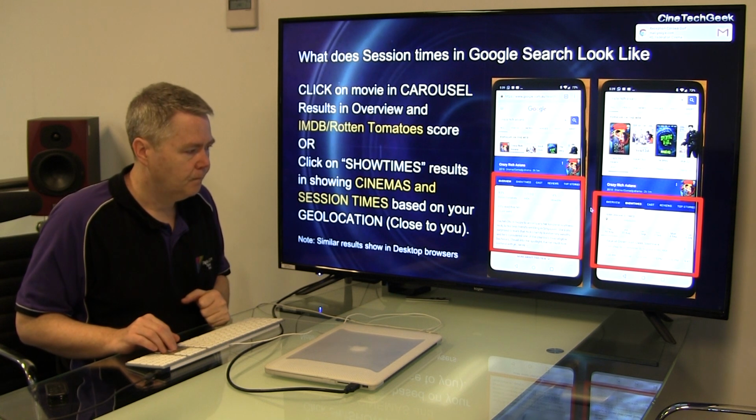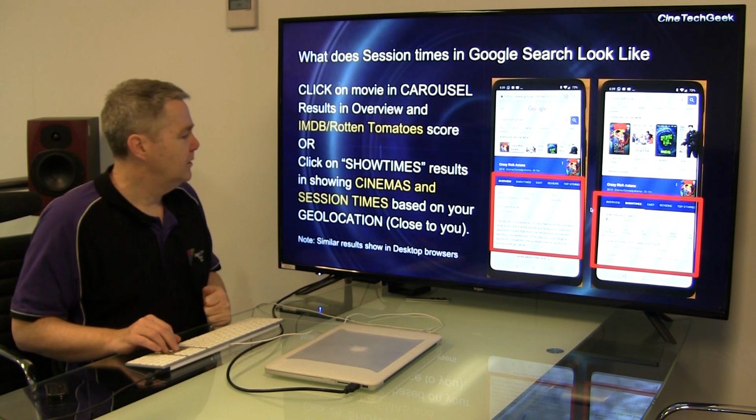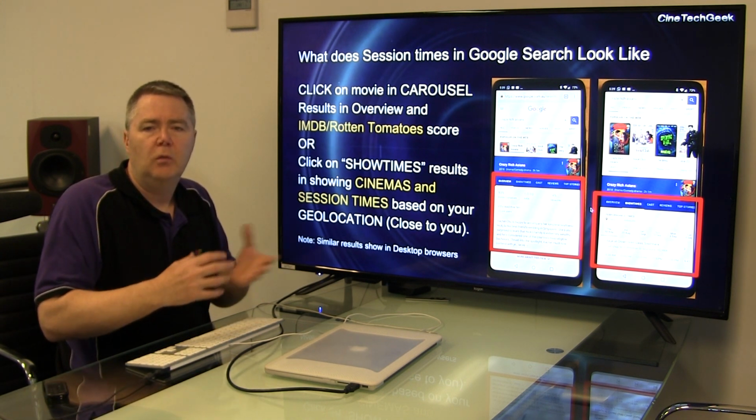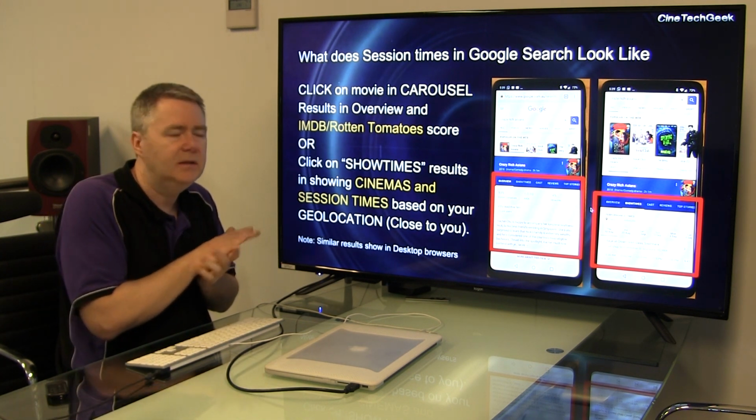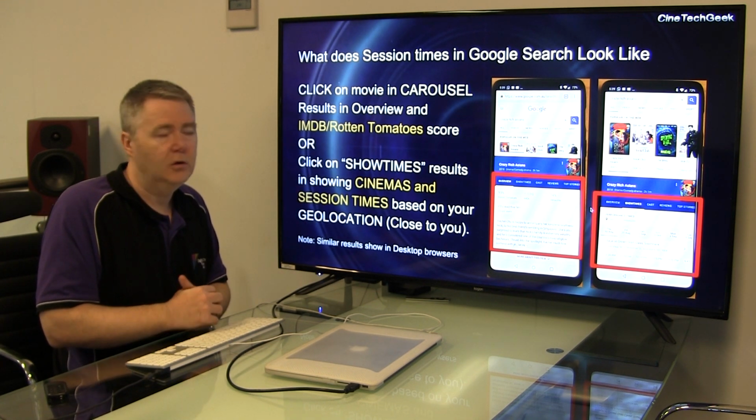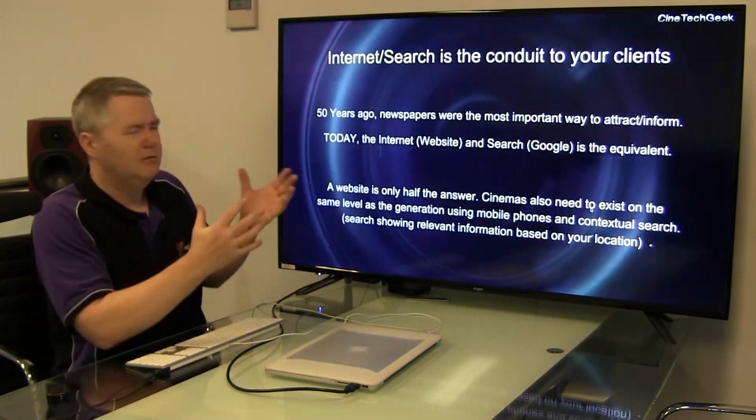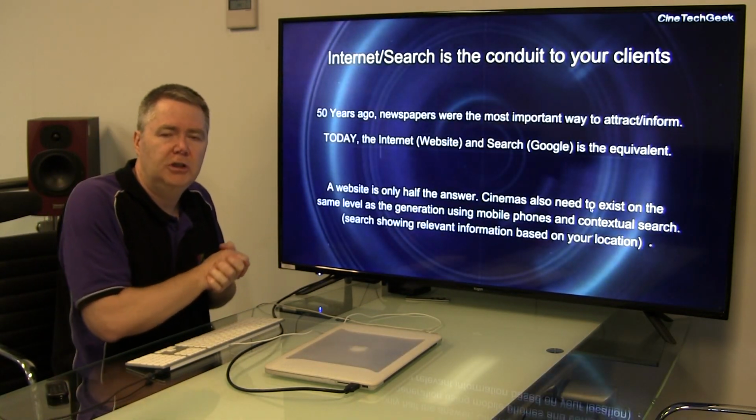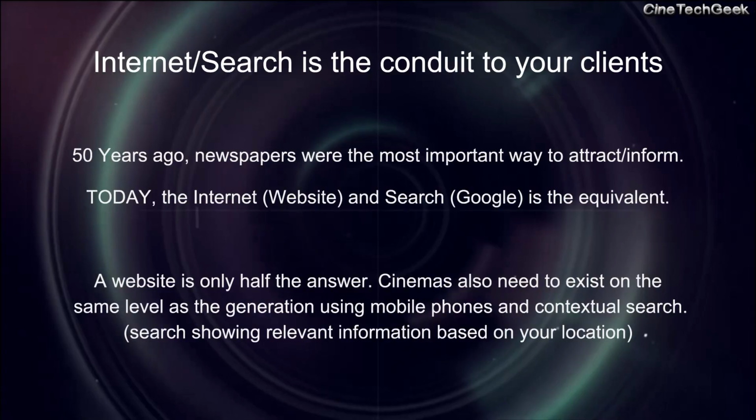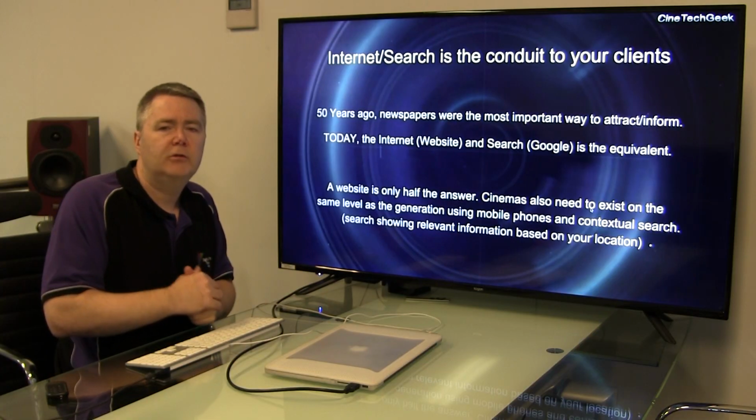So that's very important, of course, because getting people to know when a film is on and where to go is really half the battle, isn't it? So getting your session times into Google is very important because of this. Just think about that in some traditional ways. Before the internet was so prolific, we had the newspapers, and if you couldn't put your sessions into the newspaper, no one knew when to come to see your movies at your cinema or what movies are on.